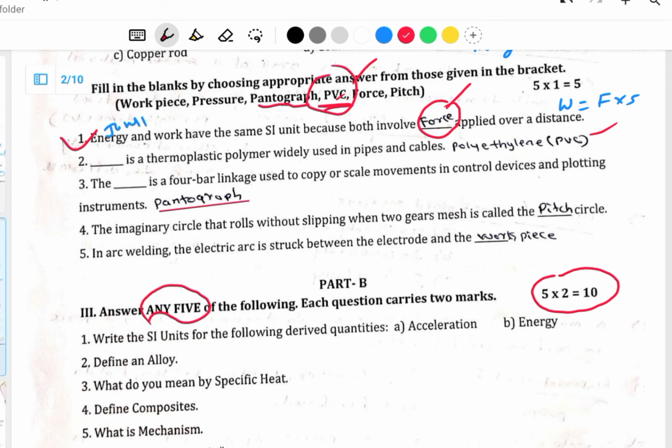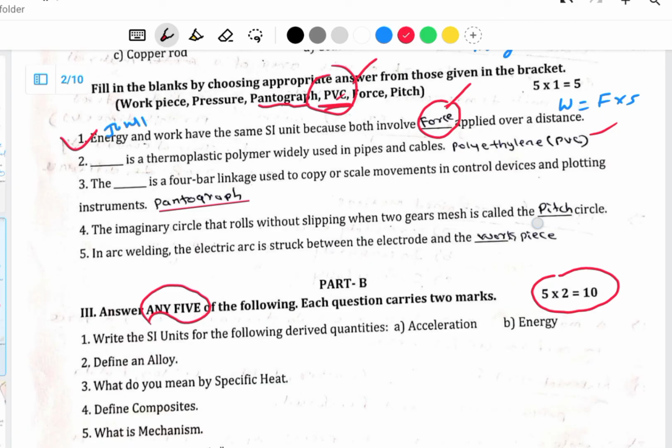Because the rest all are, this is a material, this is a parameter, this is the pitch, it is a circle, it is a line representing. So only the instrument is called a pantograph.